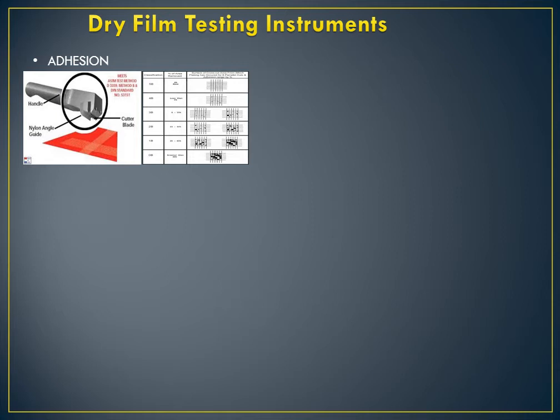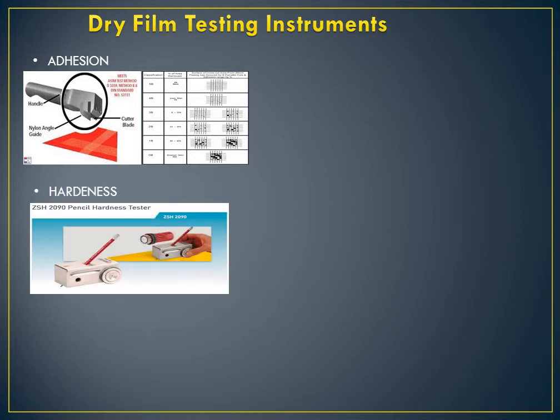We check adhesion with this cross cut adhesion cutter, and we give a rating according to this graph. Then we check hardness. For that we use a pencil. This is a pencil hardness tester we use to check the hardness of the film. Hardness is how much it's going to resist scratching on the film.